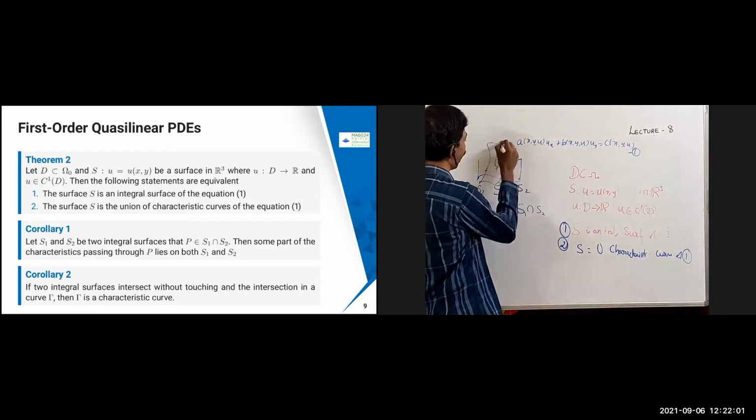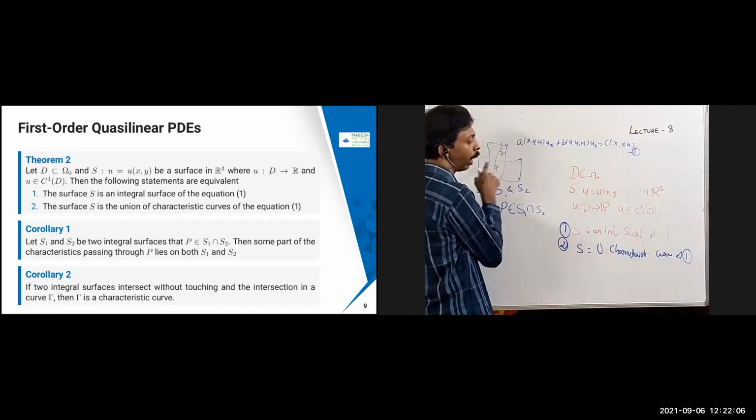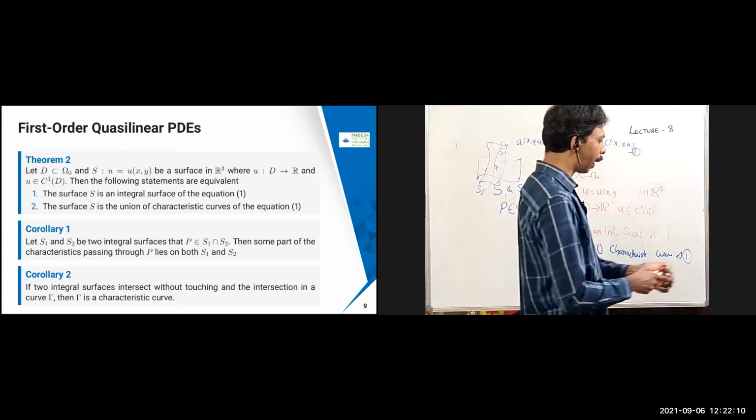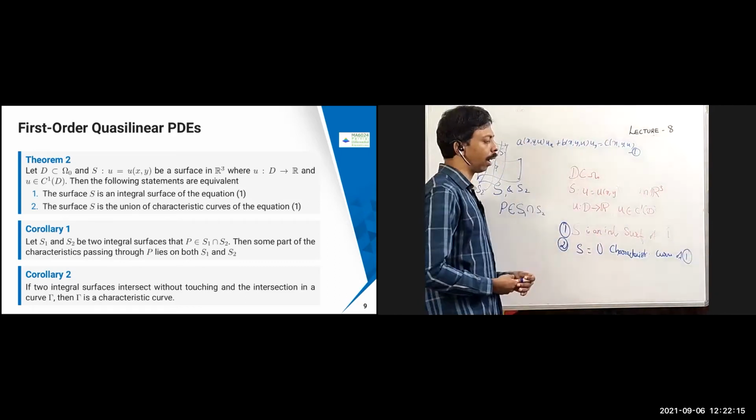Suppose there is a characteristic curve passing through P, then that will be lying on both. It will be lying in S1 as well as in S2, because it is saying the surface S is the union of characteristic curves. So from that we can obtain this curve.